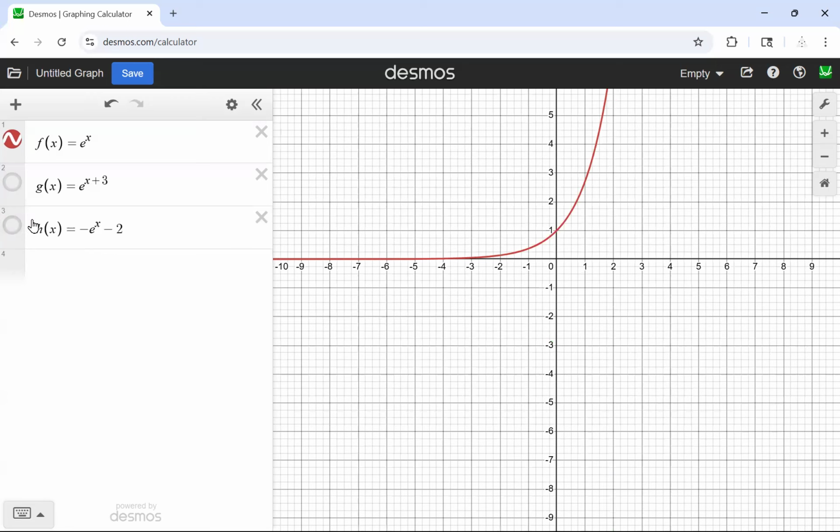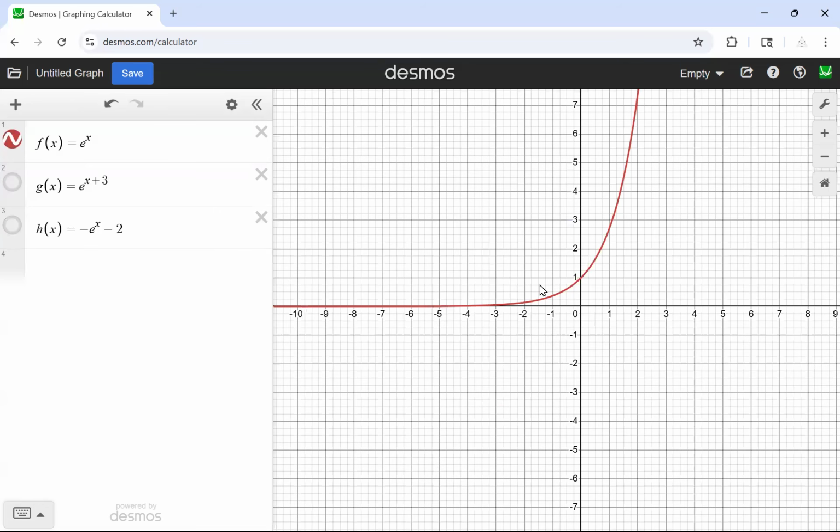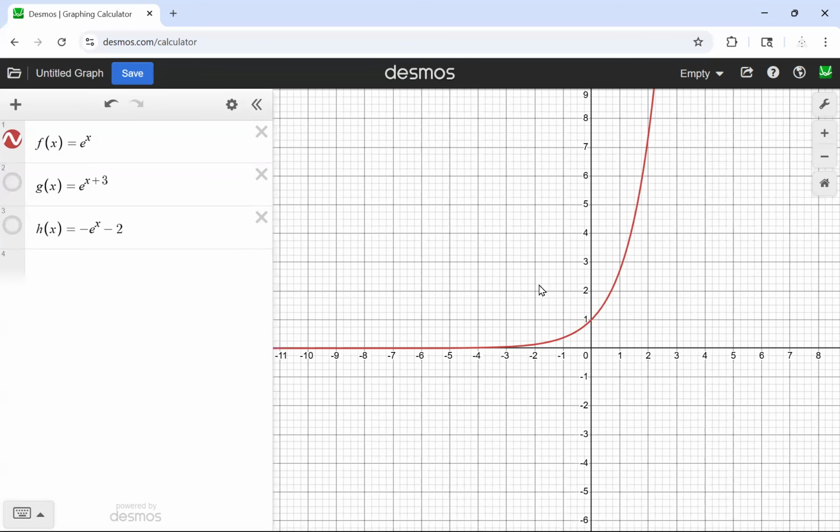So e to the x is a function just like any other function where our base is bigger than 1. And transformations of e to the x work just like transformations of 3 to the x power, or 5 to the x power, or anything we want to the x power.